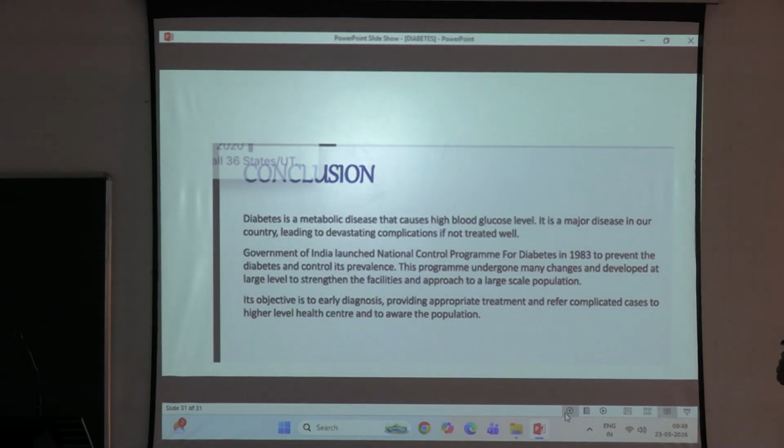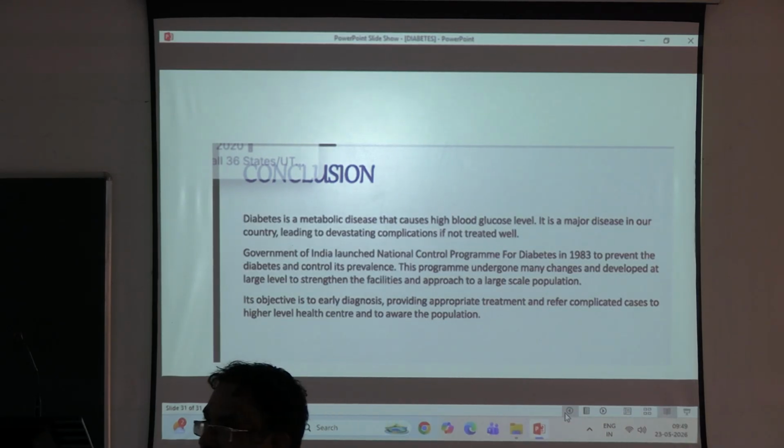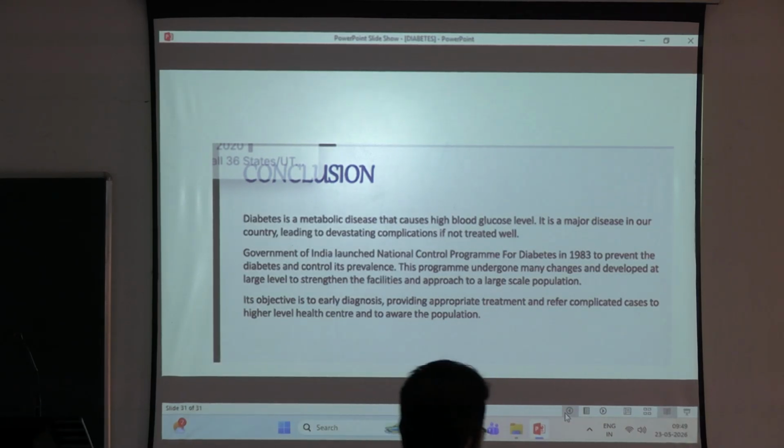So conclusion is that diabetes is a major metabolic disease. Government started this National Diabetes Control Program, which is now merged with the National Program for Cardiovascular Diseases, Stroke and Cancer. Okay. So I think we'll stop now. Thank you.